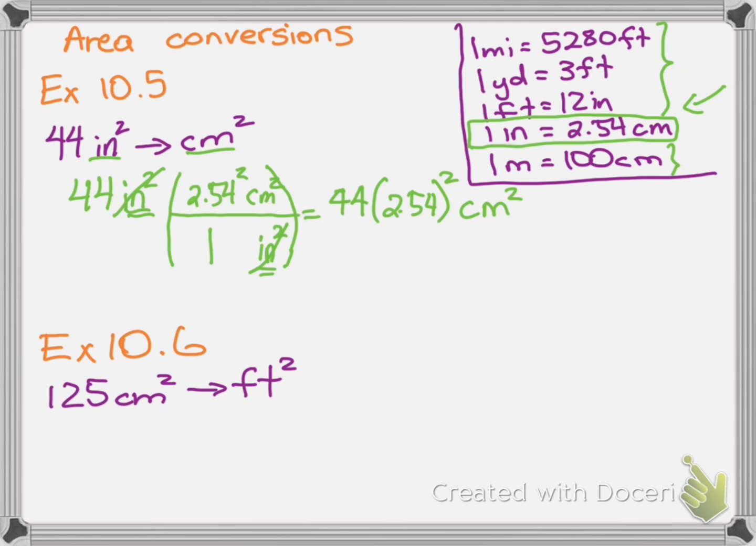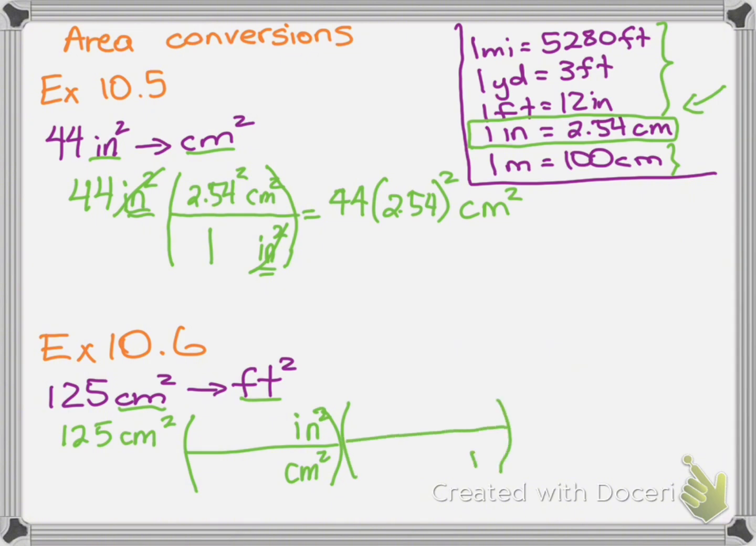In example 10.6, we have to go from centimeters to feet. Now notice the centimeters is in the metric system and feet is in the American system. So we have to be careful with that, and remember that we have to go through the bridge. And the bridge is when we connect the centimeters to the inches. Remember that since it's area, I have to put everything squared. Then from inches, I'm going to go to feet.